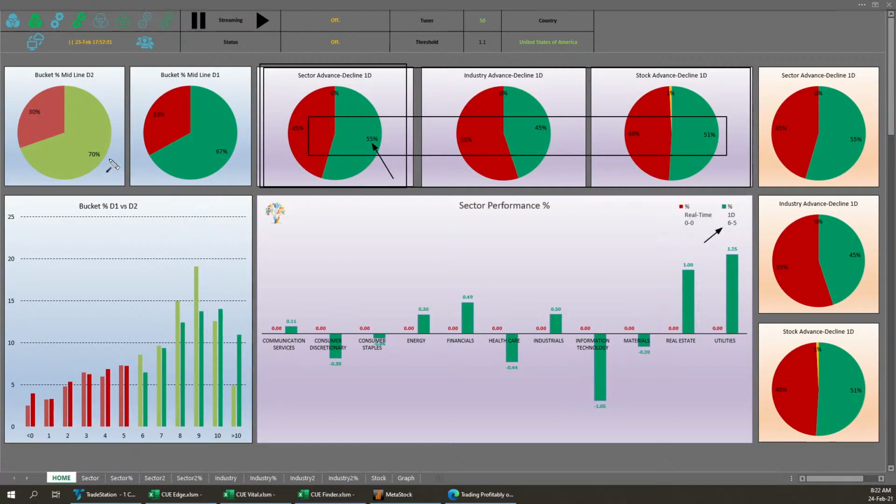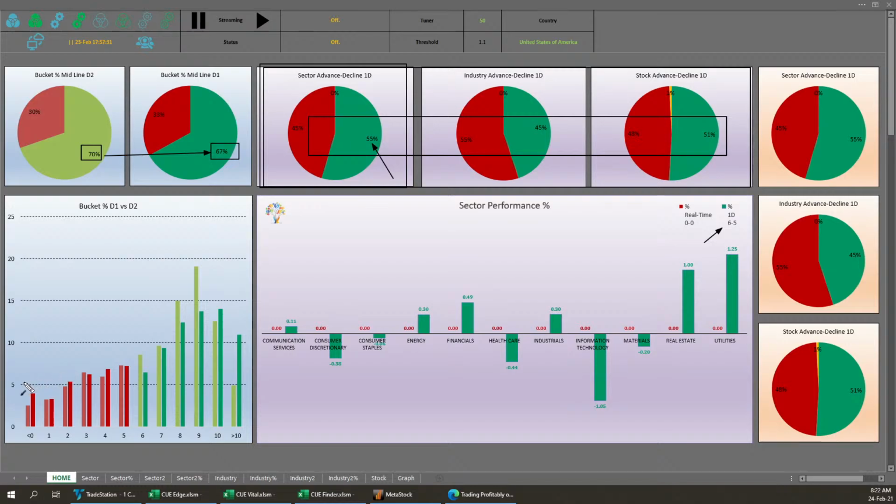In terms of buckets, percentage of stocks above the mid bucket, that dropped slightly from 70% to 67%. Very small drop.